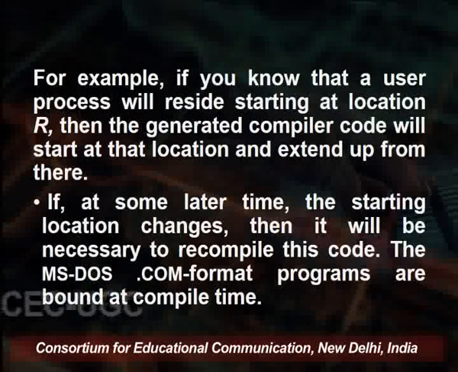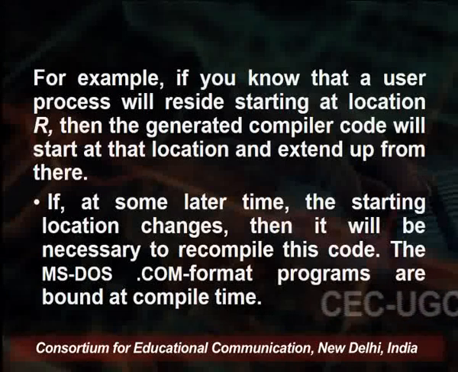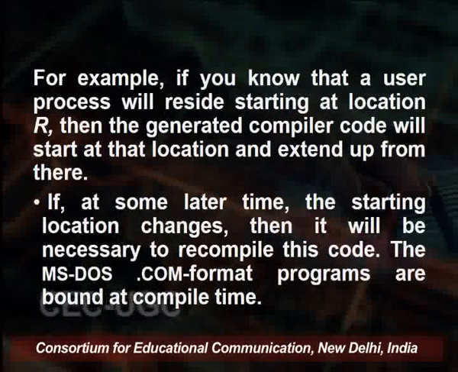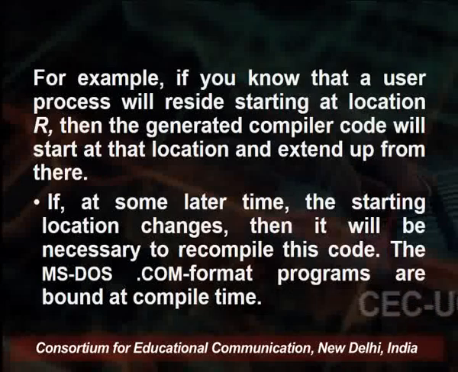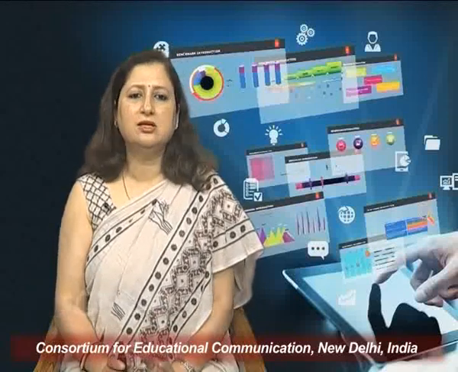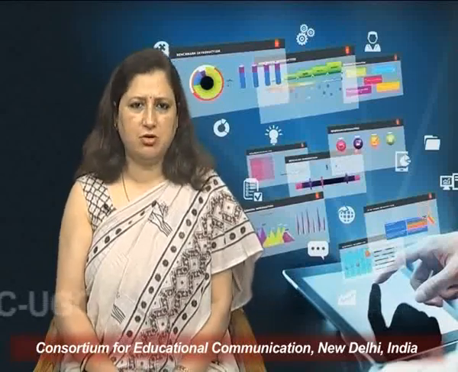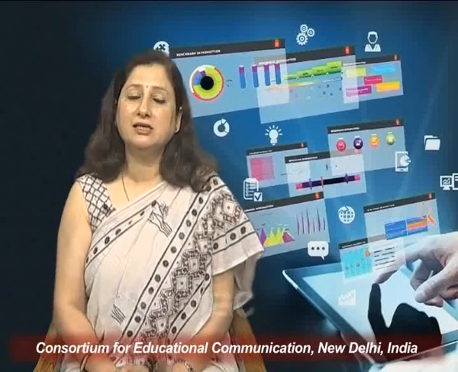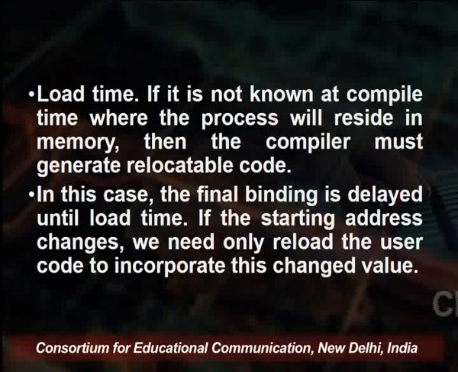If at some later time the starting location changes, say for example it becomes R plus 1, then it will be necessary to recompile this code because the location has now changed. The compiler was given another location, so the recompilation has to be done. This kind of binding at compile time was done in the MS-DOS operating system format.